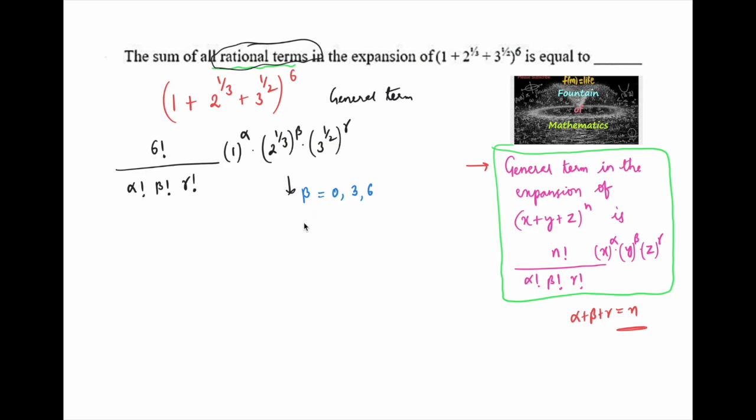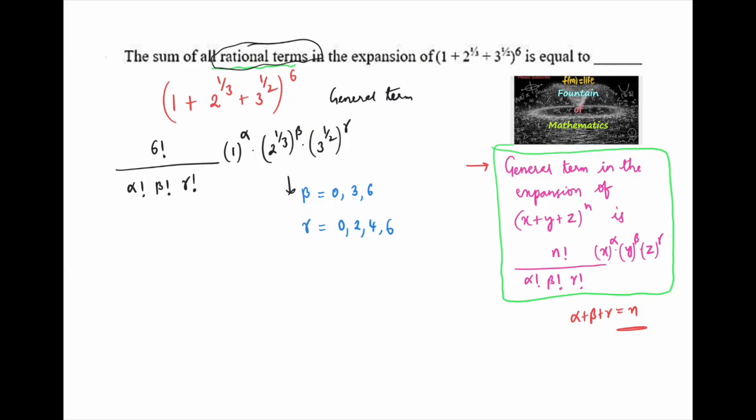And here γ can be taken, to get the rational terms, as a multiple of 2, either 0, 2 or 4. 0, 2 and 4 are the three possible values, and we can take γ equal to 6 also. And α can be taken as any value.